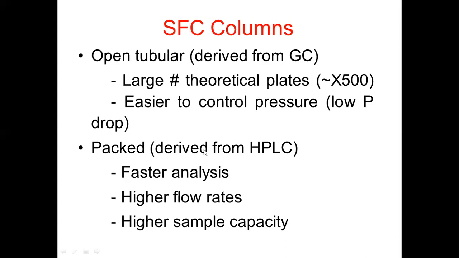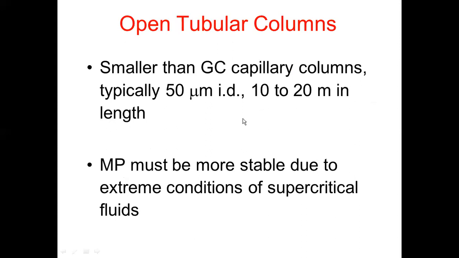And even packed columns made of stainless steel or glass, which are used in HPLC, can also be used in SFC because of faster analysis and the ability to be maintained at higher flow rates. And whenever a high sample amount needs to be introduced into the chromatography column, these packed columns are also advantageous. The open tubular columns used in supercritical fluid chromatography are somewhat smaller when compared to GC capillary columns. The dimension will typically be 10 to 20 meter in length and 50 micrometer internal diameter.